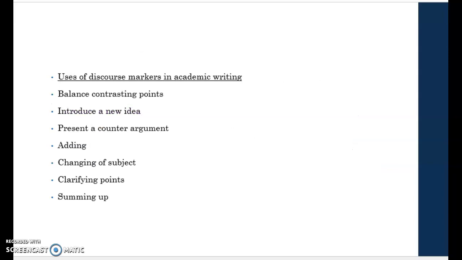So why do we use discourse markers? To balance contrasting ideas, introduce a new idea, present a counter argument, add something else, change the subject, or sum up. For all these things we can use discourse markers.